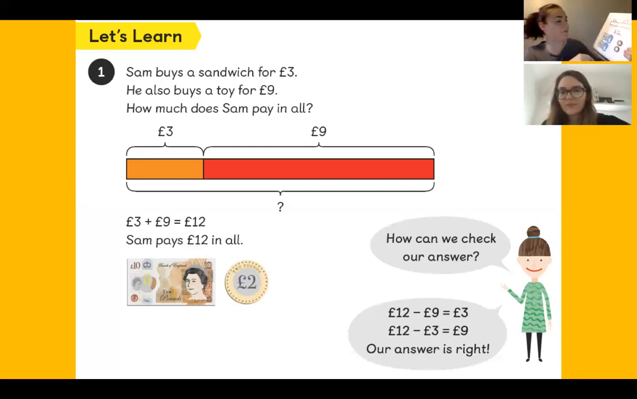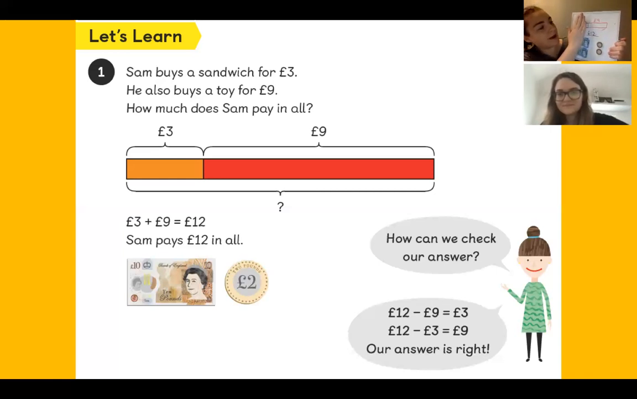Good. Well done. Perfect. So children, if you weren't sure if Miss Fenn and Miss Kay have worked it out correctly, what could you do to check our answers? Good, and hopefully you're all shouting out the answers at home. You could do £12, take away £3. If you get £9, then you know that we've done it correctly. Or you could do £12, take away the £9, and if your answer was £3, then you know that Miss Kay and I have worked out question 1 correctly. Well done, year 2. Okay, moving on to question 2.